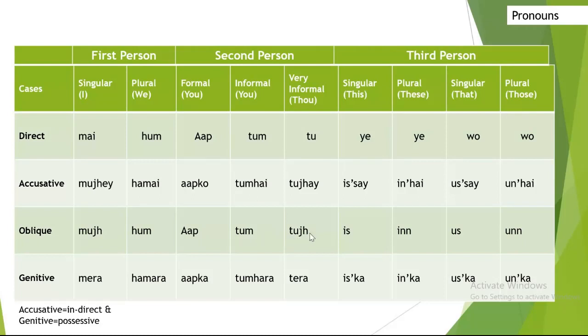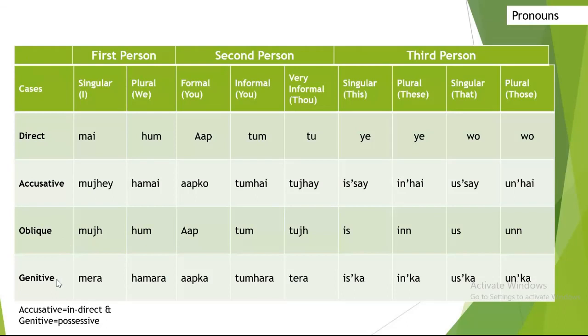Third person closer to you, इससे बात करो. And then plural, इनसे बात करो. Then somebody singular who's away, उससे बात करो. And then somebody who's away, plural, उनसे बात करो.